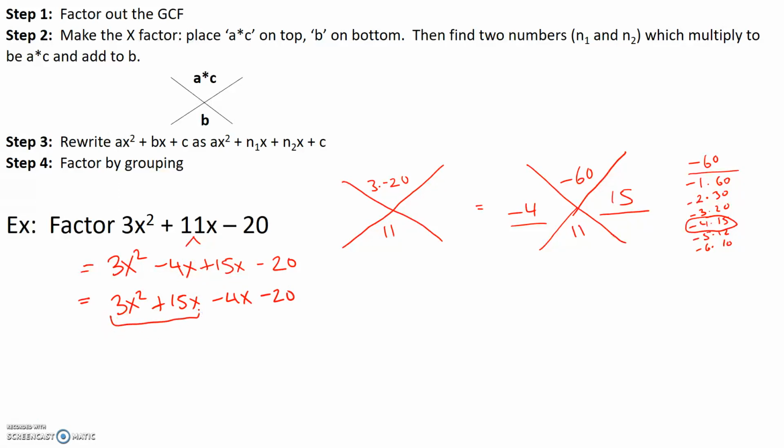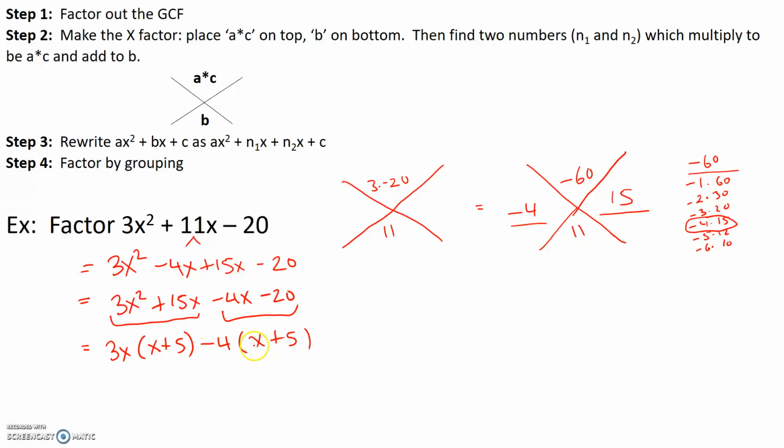Between 3x squared and 15x, our greatest common factor is 3x, and we are left with x minus 5 in the parentheses. Between negative 4x and negative 20, remember that if the first term of the second group is negative, we must also factor out a negative. So we'll factor out a negative 4. Negative 4x divided by negative 4 is 1x, so we're left with x. Negative 20 divided by negative 4 is 5. We're left with a positive 5. You know you're doing this correctly when these two are the same.